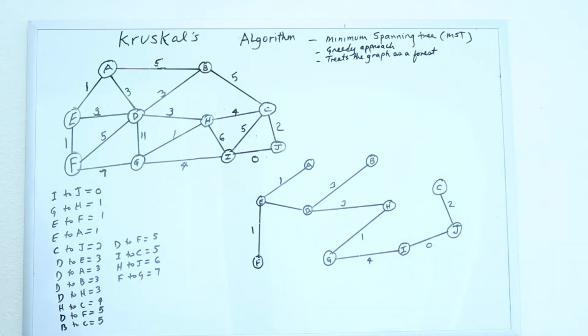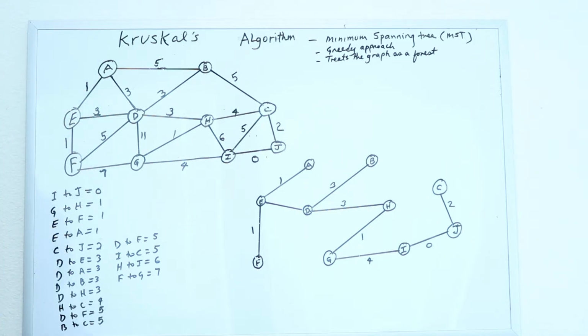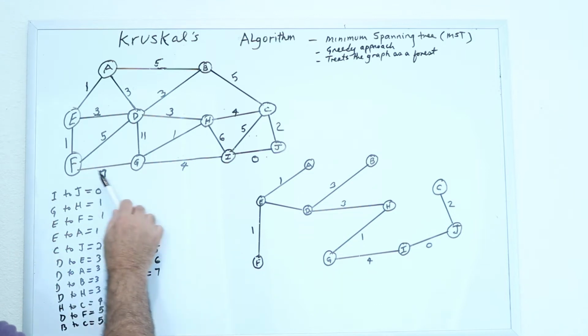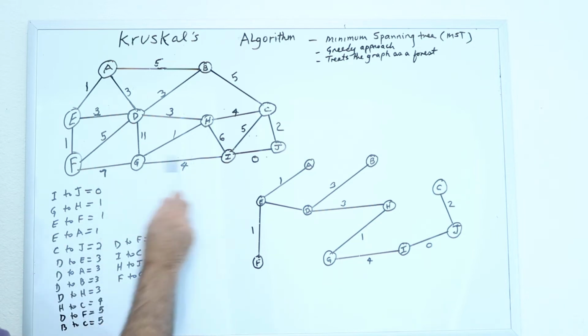Okay, so today I'm going over Kruskal's algorithm, which is Kruskal's minimum spanning tree. It applies the greedy approach and it treats the graph as a forest. This is my graph. So these are the links that can be the cost.